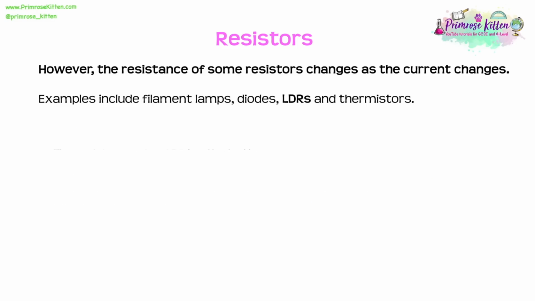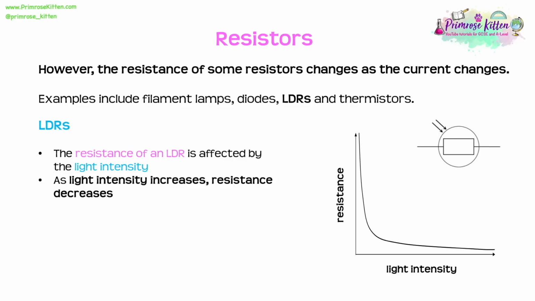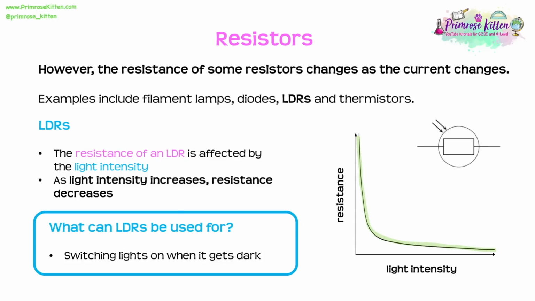Another example of a resistor whose resistance changes is an LDR. LDRs, or light-dependent resistors, are particularly interesting because their resistance is affected by the light intensity. As the light intensity increases, the resistance decreases. This can make them really useful for lots of applications, such as lights which are sensitive to the dark. A good example of this is street lights. They only turn on when it starts to get dark, so perhaps they have an LDR in their circuit to ensure that this happens.